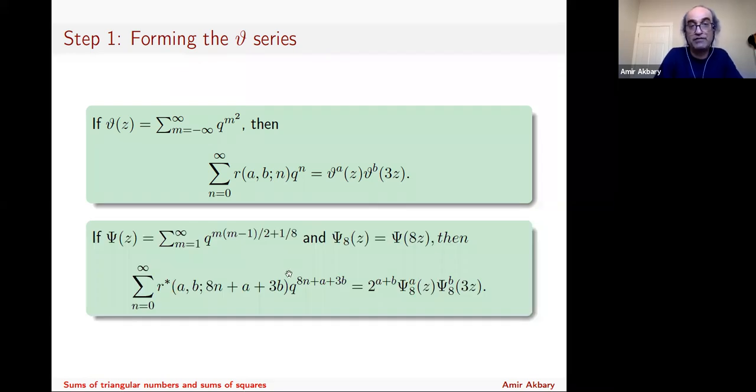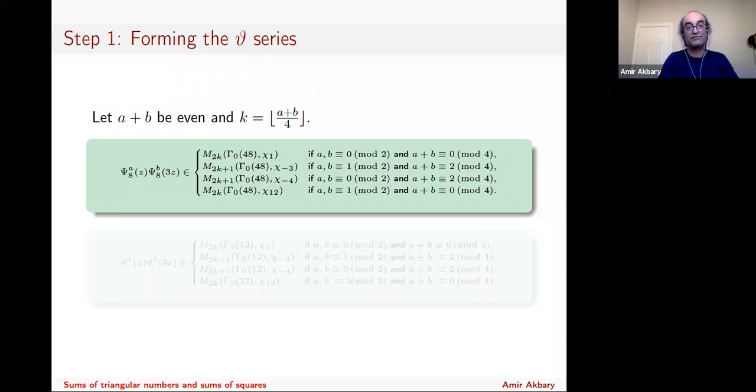For the problem of triangular numbers, or R star, the theta series is a little bit more complicated. It can be expressed in terms of this theta series psi, which is the generating function of the triangular numbers. We scale it by 8, and then the theta series for this R star AB, 8n plus 8 3b, can be written in the form of this product, theta A to the power A, theta A to the power B. Now we have to locate this in a specific space of modular forms.